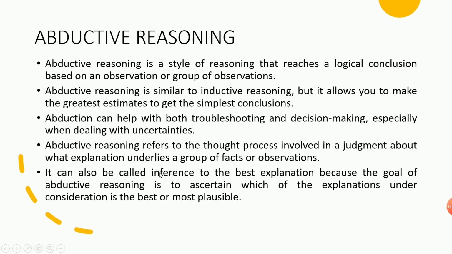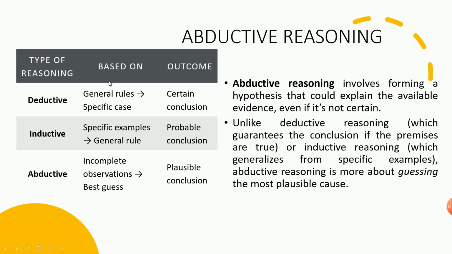It can also be called inference to the best explanation, because the goal of abductive reasoning is to ascertain which of the explanations is considered the best or most plausible. Here we have two, three, or more explanations. We are trying to understand which is the simplest and most plausible explanation for the happening. There we are inferring, and that type of reasoning is known as abductive reasoning. So first of all, abductive reasoning involves forming a hypothesis.